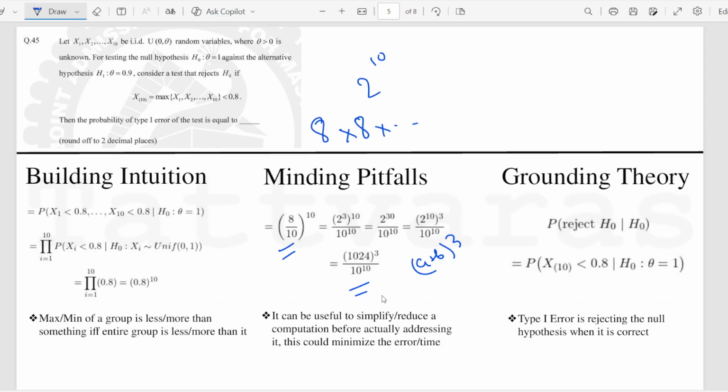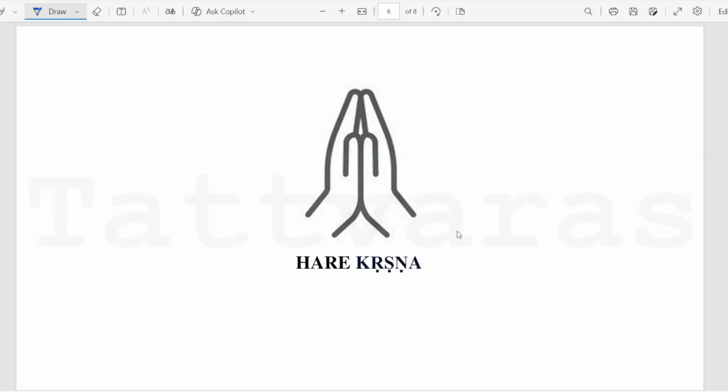So again, it's not exactly a requirement for JAM, but it's more of trying to motivate to get to a mindset where looking at these computation shortcuts becomes intuitive. So this is it. And Hare Krishna.